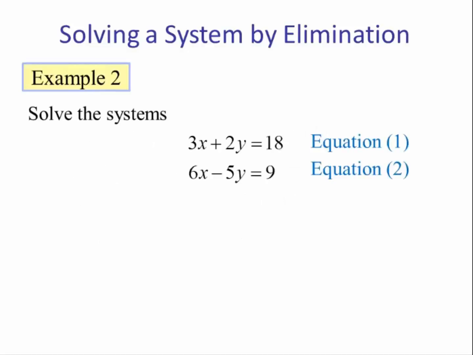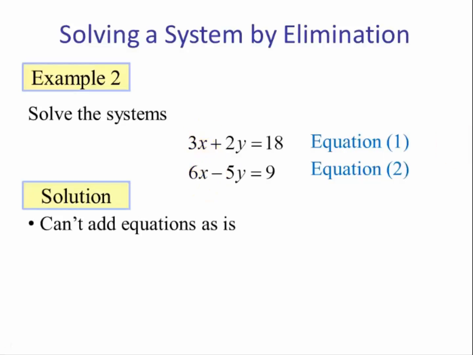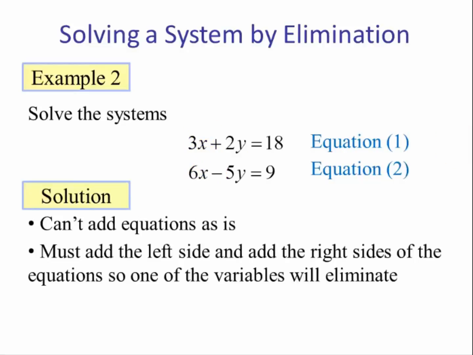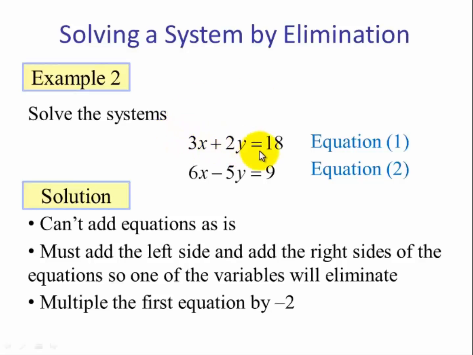Example 2. Solve the system. Now in this case, if we were to add these two equations up, neither the x nor the y would cancel, so we can't add the equations as they are. We must add the left sides and then add the right sides so that one of the variables will be eliminated. So if we were to take the first equation and multiply it by negative 2, this would become a negative 6x. And a negative 6x plus 6x is 0. The x variable will be eliminated.